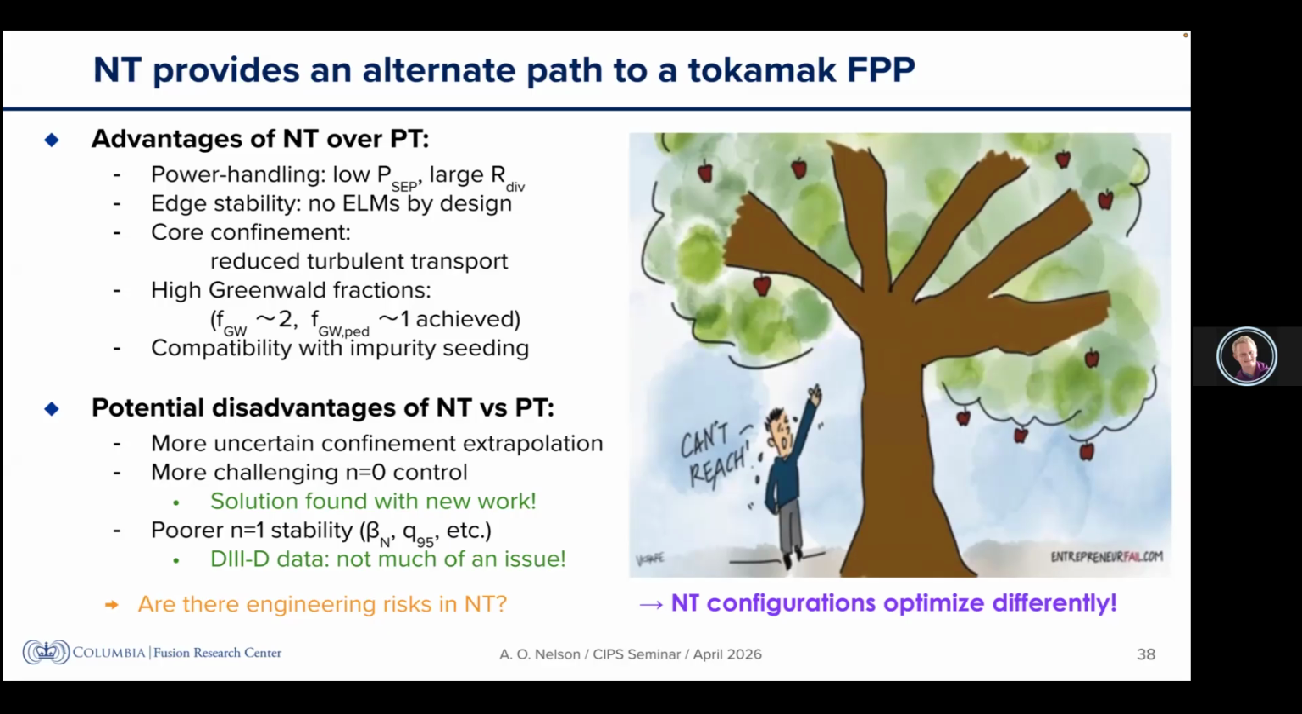And so really the questions are, are there engineering risks we're not talking about or not noticing at the moment? How do these configurations optimize differently? How do we steer and investigate this in the future?